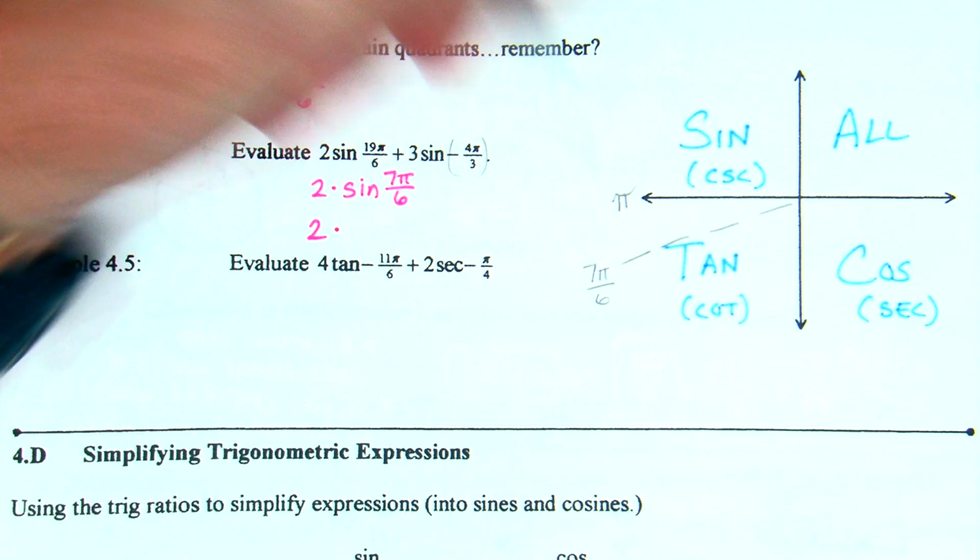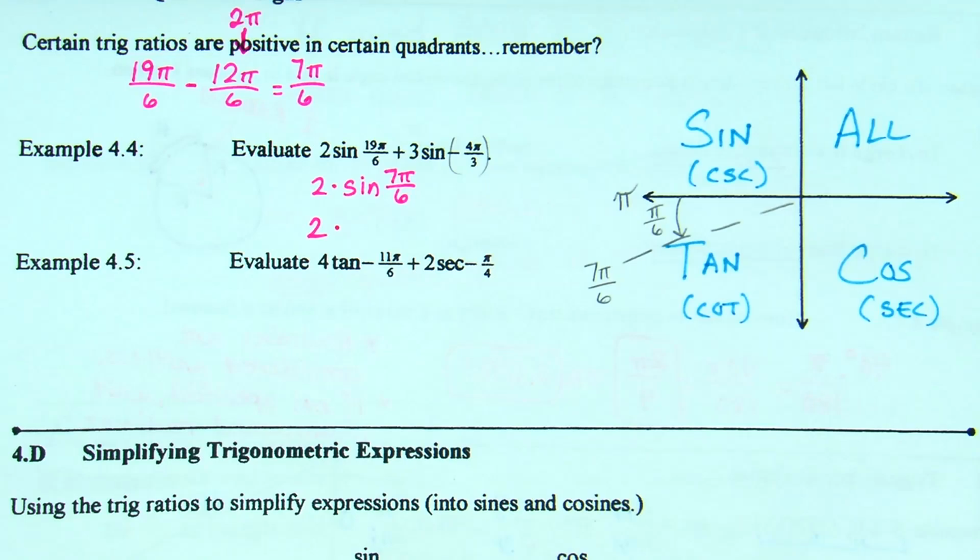So we have to think about what is the sine of pi over 6 in quadrant 3. So what is the sine of pi over 6? 1/2. Because we're looking at pi over 6, but it's in the third quadrant, sine is negative here, so this is a negative 1/2.